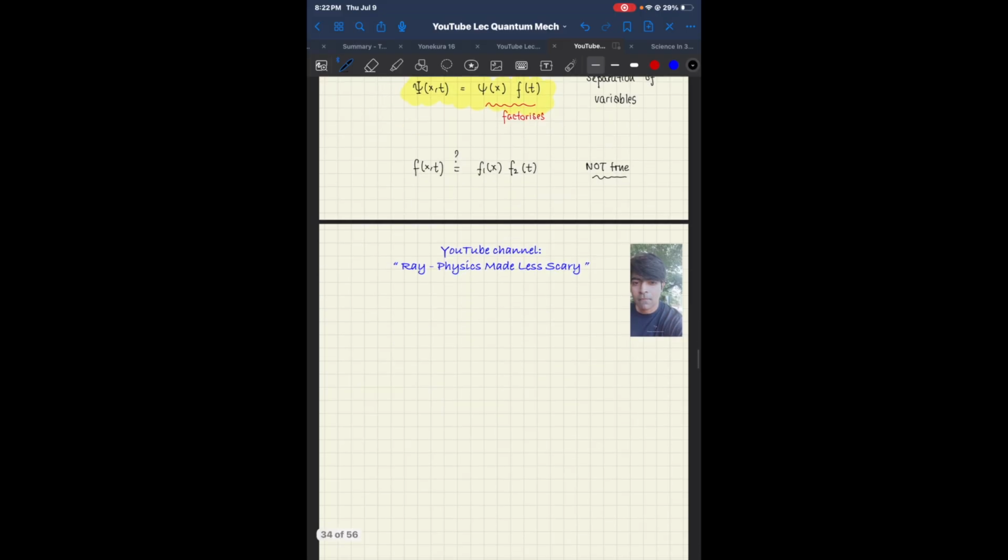A classic, or a very simple example, I would say, is take any function, right? Say your f of x comma t is x squared t plus, say, 5t squared plus 6x, whatever, right? In fact, most functions are not of this form. So you see, this is not in the form of a particular f of x times some other function of t, right?